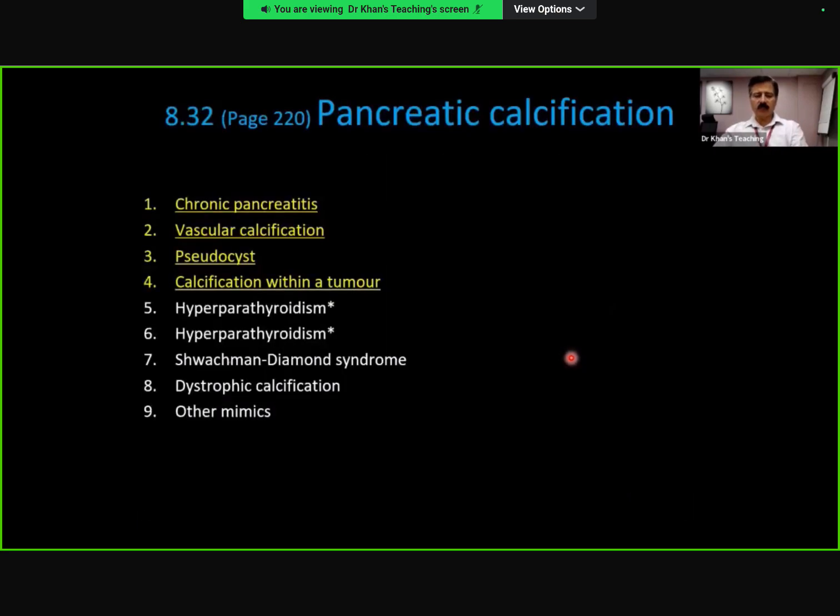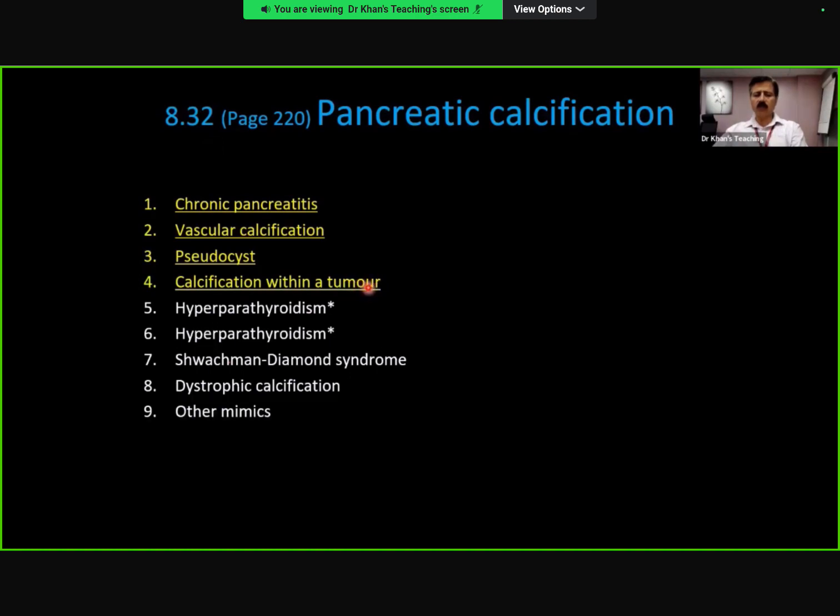And pancreatic calcification has got a differential diagnosis: chronic pancreatitis, vascular calcification, pseudocyst, calcification within a tumor. This is very important for you to remember. And I urge you to read the details of 8.32. I don't have time to go through it because it can save you in the exam.